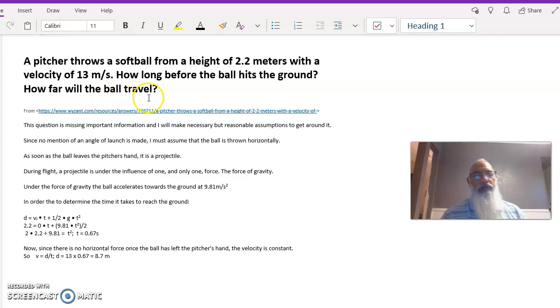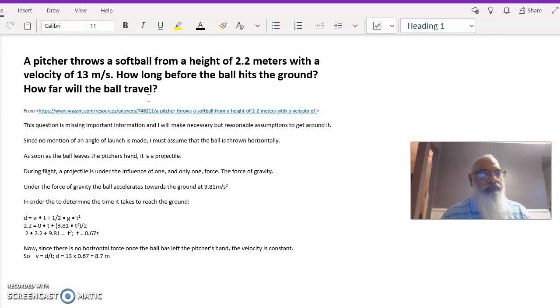How far will the ball travel? So there are two questions in there. It's first wanting to know the time of flight, and the second question is about range. Those are the terms that we use when we are describing projectile motion.